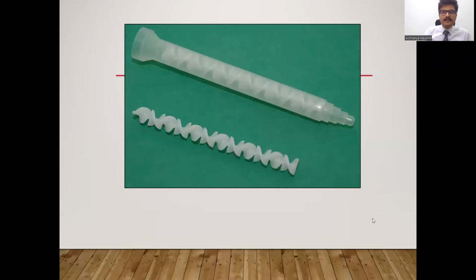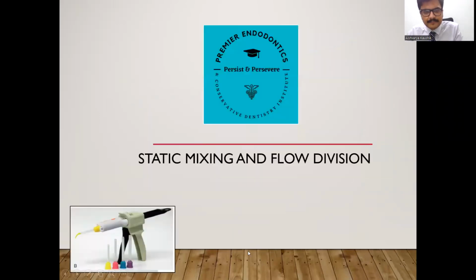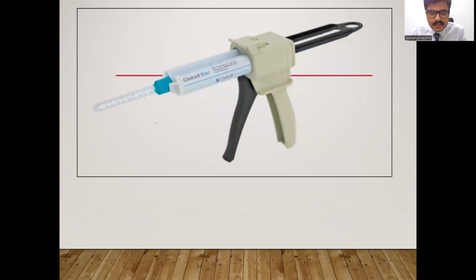So we can just see this with the help of a PowerPoint slide. Also, I've shown this to you physically. Let us just try to appreciate this with the help of a PowerPoint as well. So I'll share the screen here. And yeah, right. So this is what I was talking about. So this is the mixing gun that we talked about. This is the trigger, right? Then we have the plunger here, right? This is the cartridge, which consists of the base paste and the catalyst paste. And this is the mixing tip.